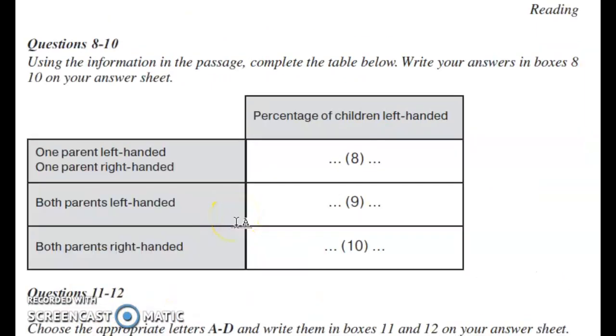So let's move on to the next type of questions. Question number 8 to 10. We have to complete the table based on the information in the passage.